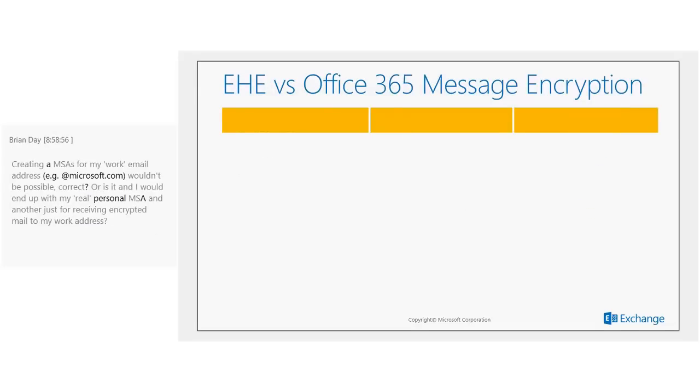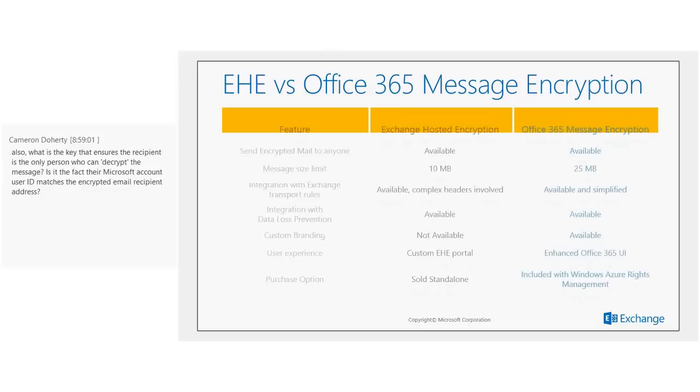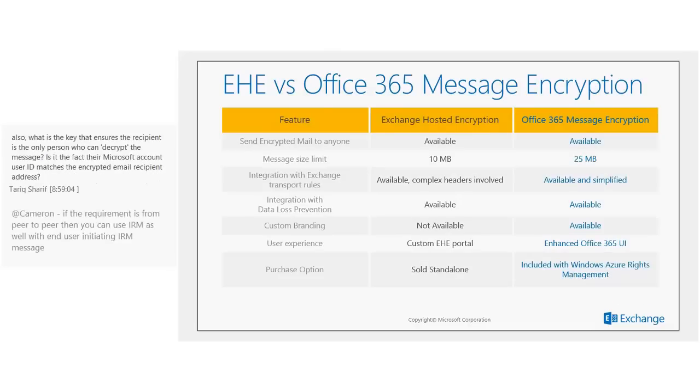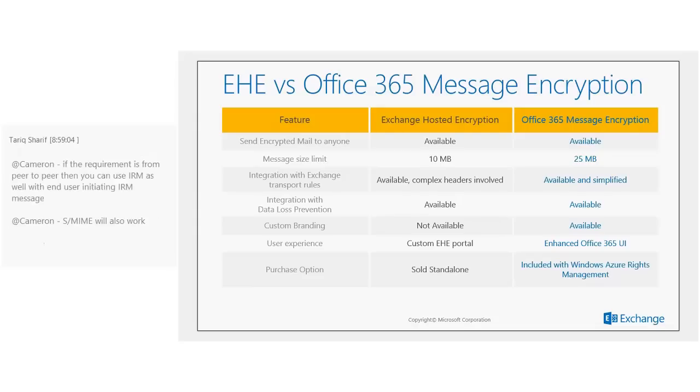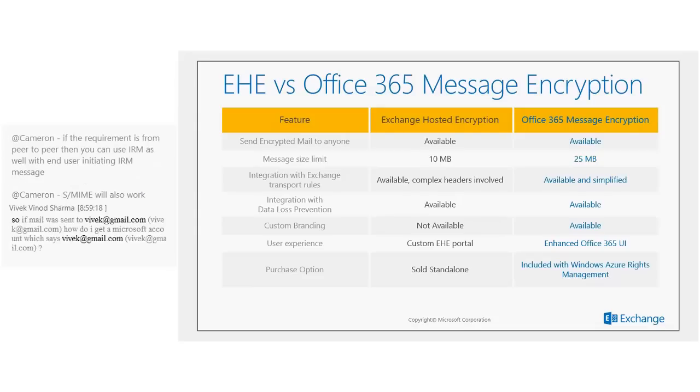Talking about the feature comparison for EHE versus Office 365 message encryption, here are some of the items that we have called out. You could send encrypted mail to anyone in both, but some of the key differences or advantages with Office 365 message encryption include the increased message size limit, which is now 25 MB, up from 10 MB for Exchange hosted encryption. The integration with Exchange transport rules is a lot simplified, and you can take single actions.